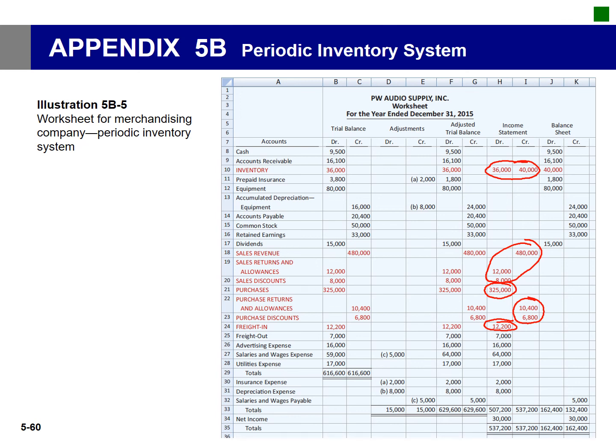And again, this worksheet is going to function very similarly to our perpetual inventory system, and then also as we looked at under our service business. That concludes Chapter 5 on merchandise businesses.